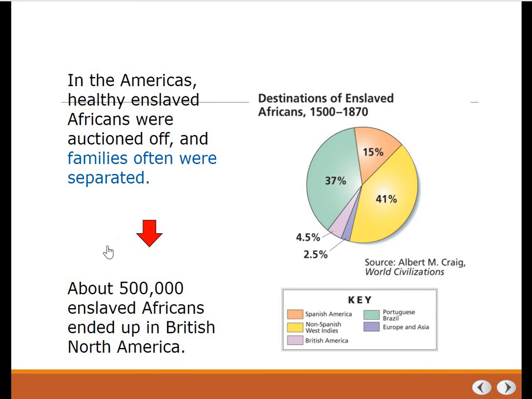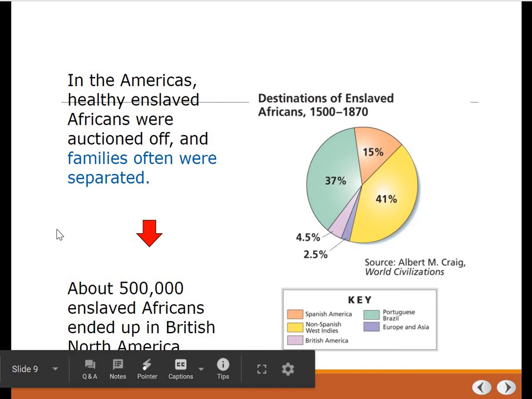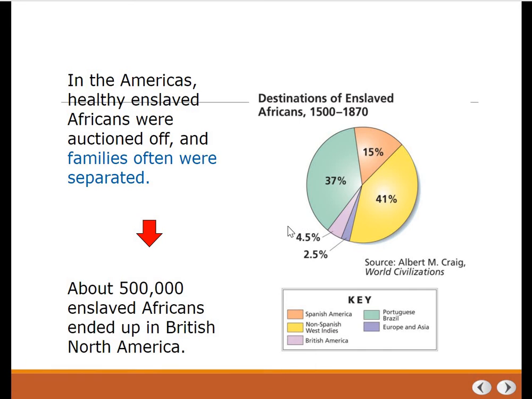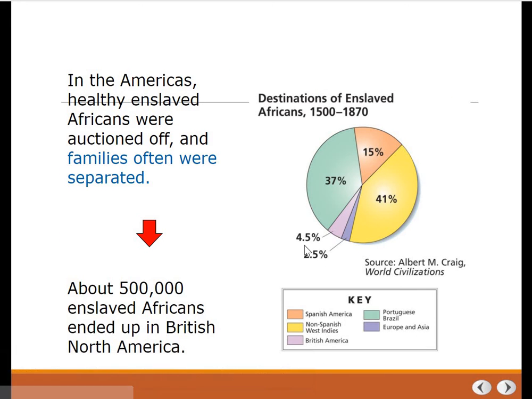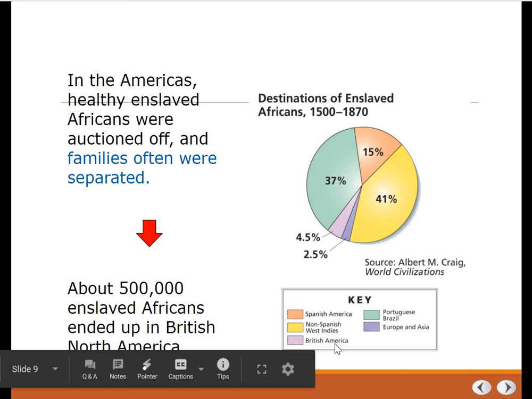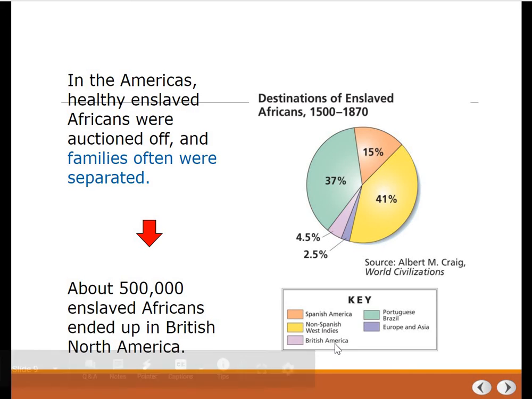In total, about 500,000 enslaved Africans ended up in British North America. So only about 4.5% ended up in British North America. However, we'll see 41% ended up in the West Indies, the Caribbean, 37% in Portuguese Brazil, 15% ended up in Spanish America, and 2.5% ended up in Europe. So it impacted the entirety of North and South America.